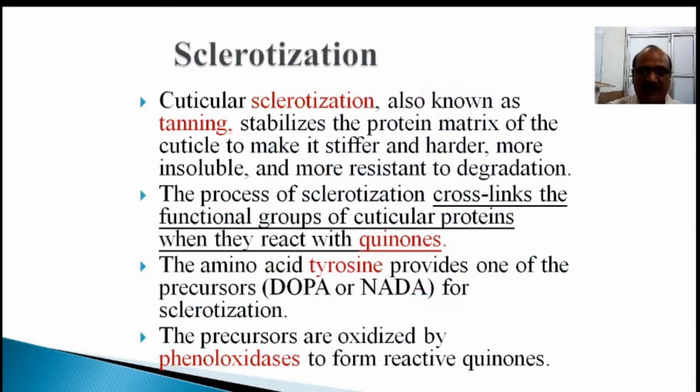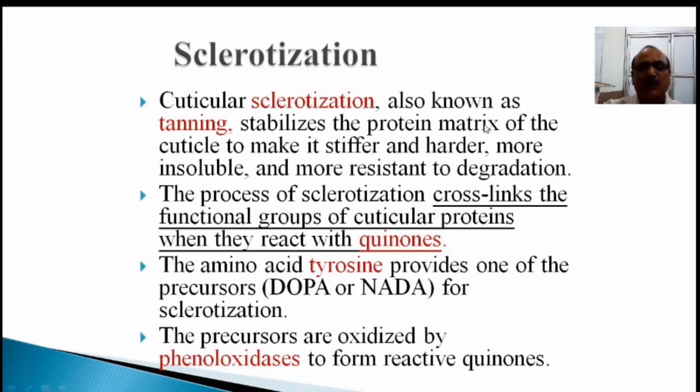Now, skeletization. At the time of ecdysis, new cuticle is formed. Initially, this new cuticle is very soft. But at the end of its formation, it provides mechanical strength and support to the insect body. At this stage, blood acts as a hydrostatic skeleton, and then the skeletization process occurs. This skeletization process is also called the tanning process.